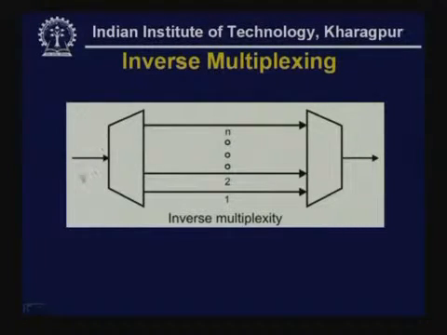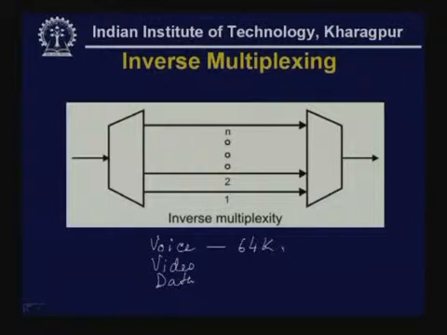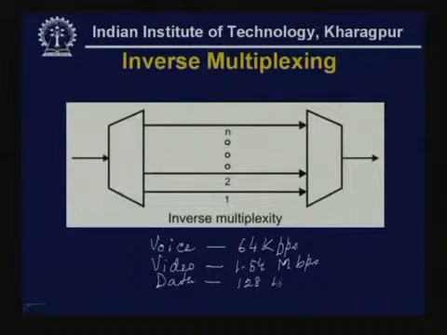Suppose an organization is sending voice, video and data through the same medium, a multimedia signal. Now, the voice bandwidth requirement can be 64 kilobits per second, the video bandwidth typical requirement is 1.54 megabits per second, and the data bandwidth can be say 128 kilobits per second.